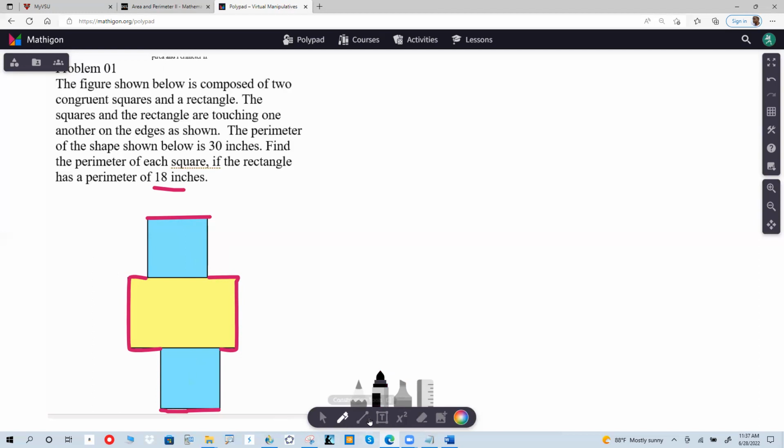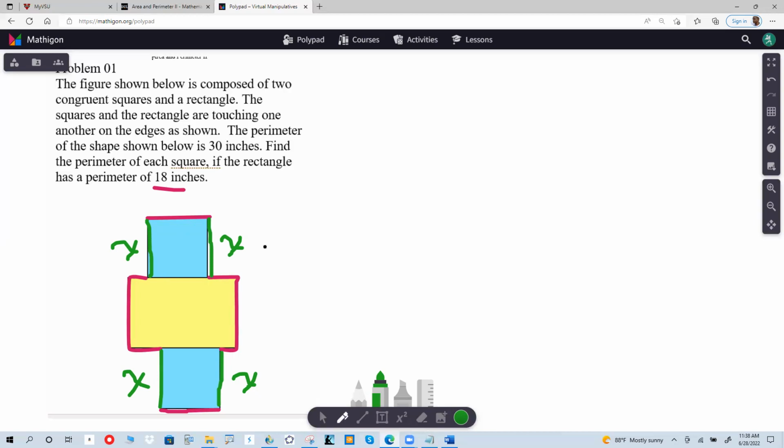Okay, but I'm not done. I will take these green pieces. I don't know what they are. I'm going to call them X. If I knew what they are, I would be in great shape. Now I'm going to set up a nice, clean equation. The red pieces must add up to 18, no matter what, because they are equivalent to the perimeter of the rectangle.